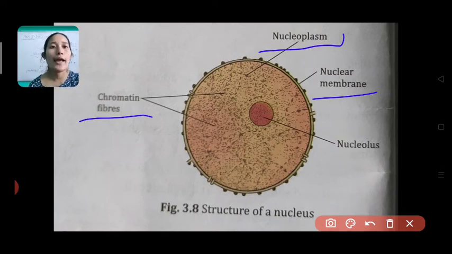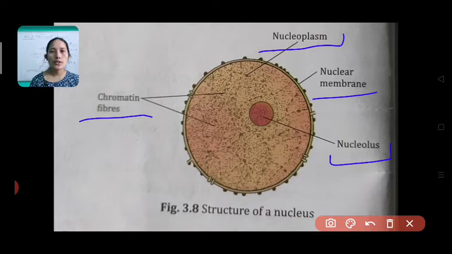And it also has a spherical body inside the nucleoplasm. It's your nucleolus. Now the nucleolus basically helps in protein synthesis also. So that's all about the structure of a nucleus. Once you go through the structure of a nucleus, you will be able to write its function, right?